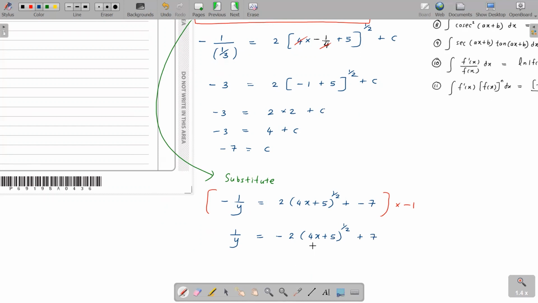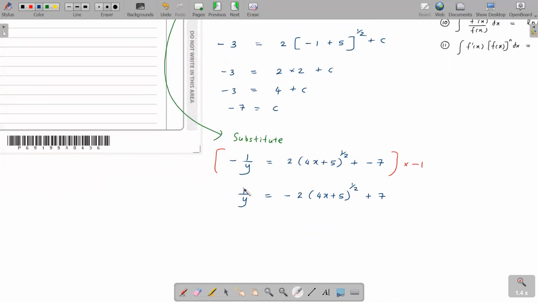Now the question says to make y the subject. But how do I make y the subject? You can flip it over, right? Because it's 1 over y. So when you make it y, it flips. Flip both the sides. This is like this whole thing over 1. Isn't it? This is like this whole thing over 1.